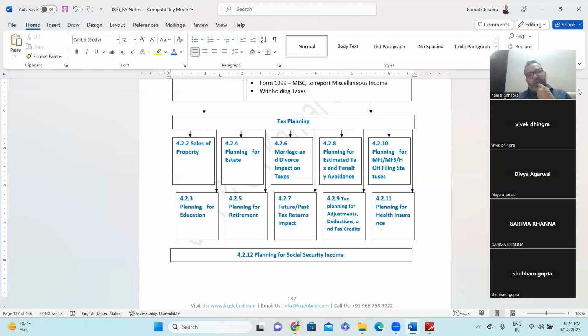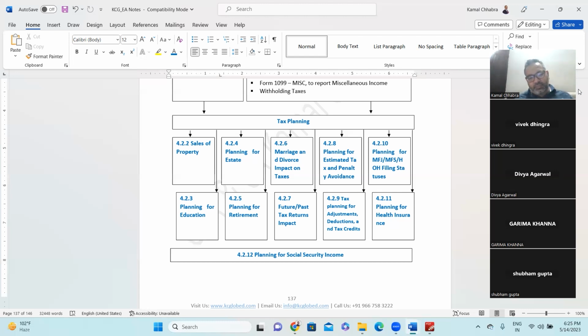Then we discussed the marriage and divorce impact on taxes. Hope you remember in the very first chapter, when we were calculating the income, we discussed alimony, before 2018 and after 2018. Hope you remember what that was.